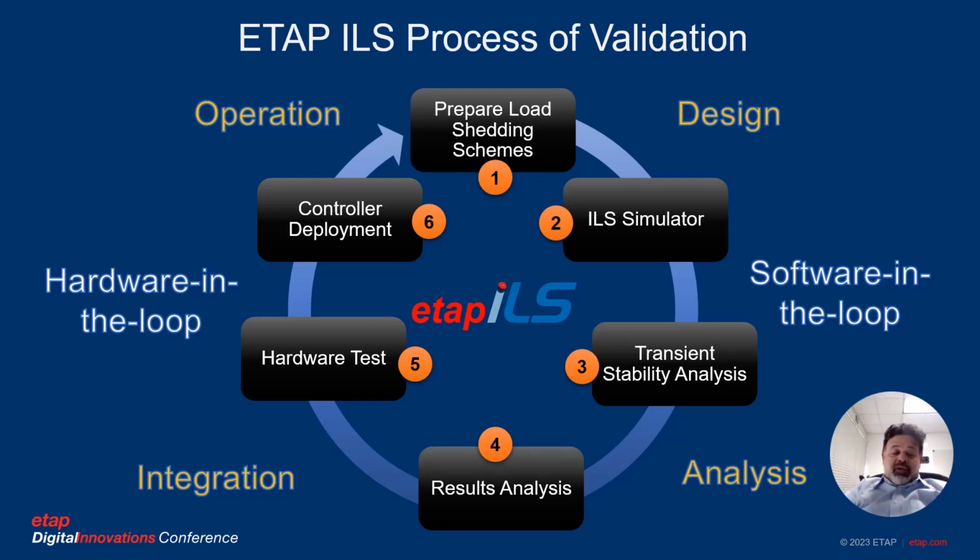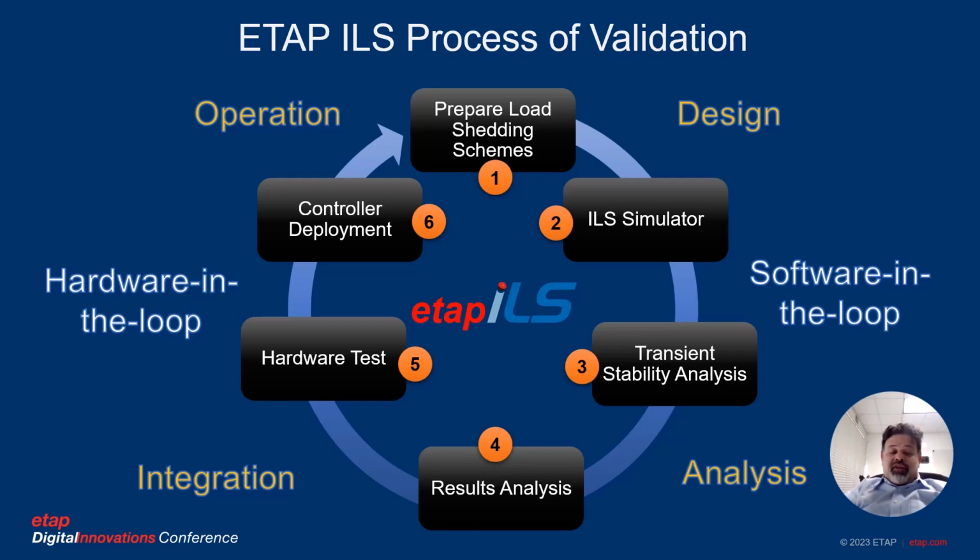The results are analyzed by the engineers, and you can move on into the hardware testing. Once that information is passed, you can do hardware testing using hardware in the loop. The controller is deployed, and as the system keeps evolving, load shedding schemes have to be updated due to process changes or electrical network upgrades.